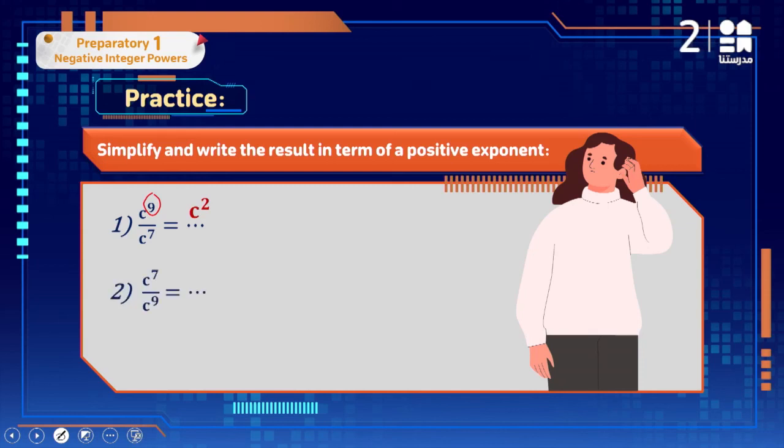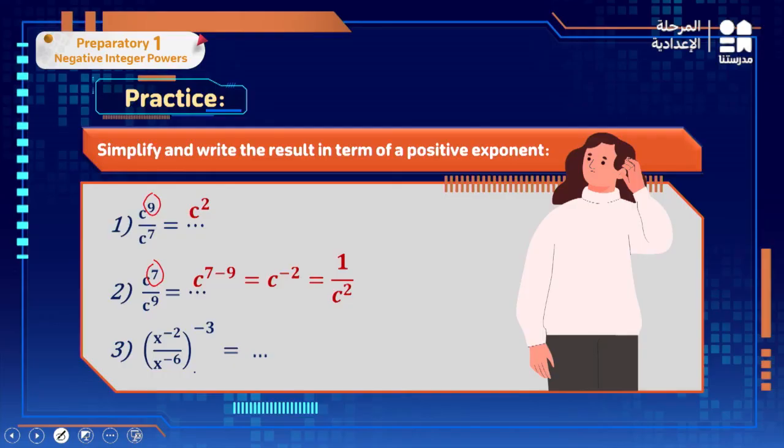Number 2, c to the power of 7 over c to the power of 9. Also start from the top. So it becomes c to the power of 7 minus 9, which is negative because we start with a small number in subtraction. So it is c to the power of negative 2, which is 1 over c to the power of 2 according to our remark. Change the position if we have negative exponent.